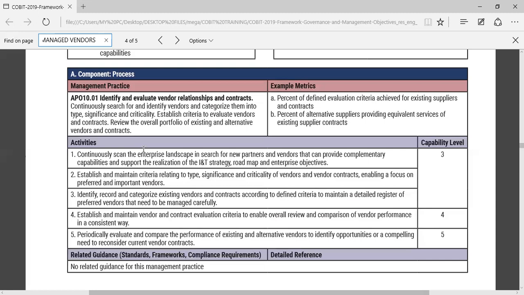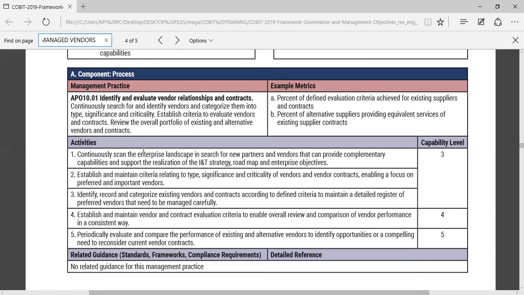So it's not just enough to sign a contract with a vendor. You need to have a way to quarterly, biannually, annually, at planned intervals, like ISO will say, measure, determine, and evaluate the performance and the contributions of that vendor relative to the agreed thresholds. Number 5, periodically evaluate and compare the performance of existing and alternative vendors to identify opportunities or a compelling need to reconsider current vendor contracts.